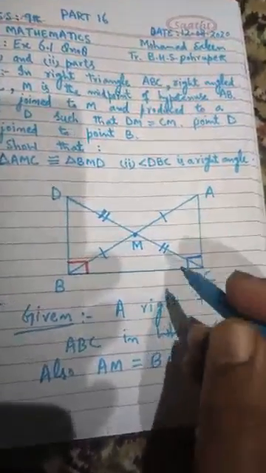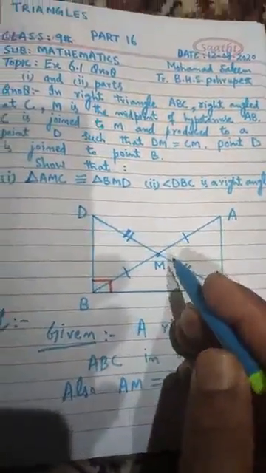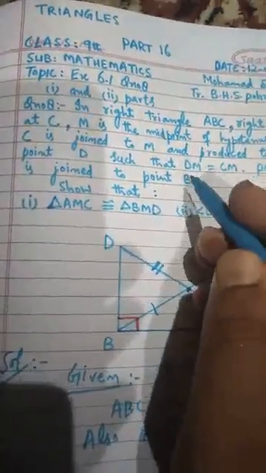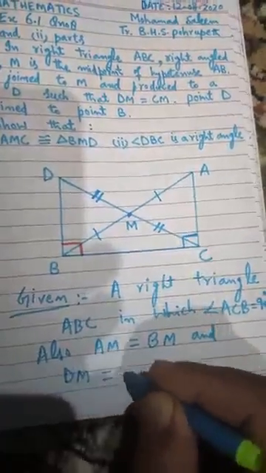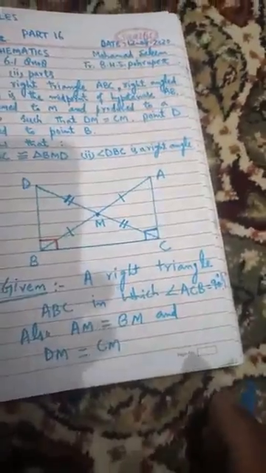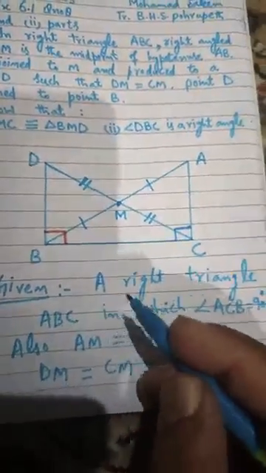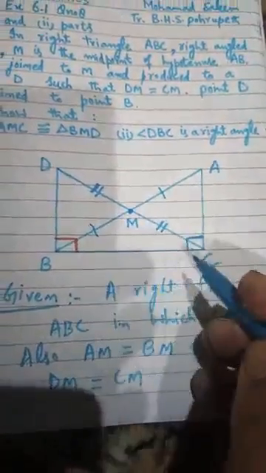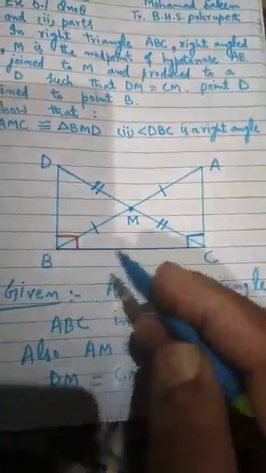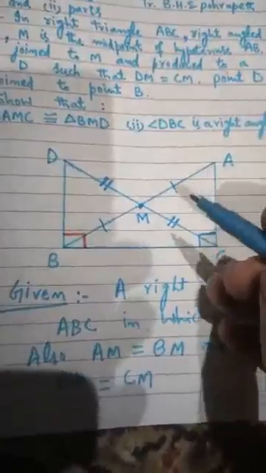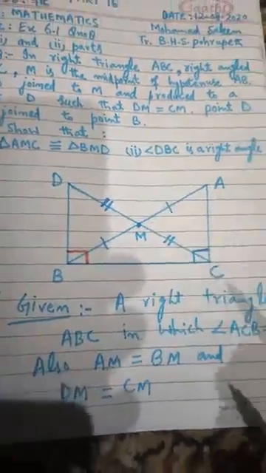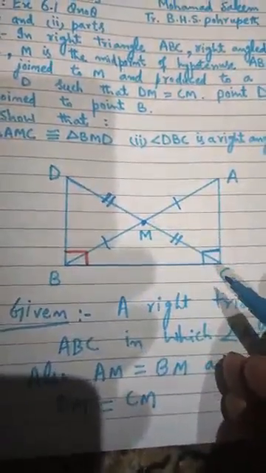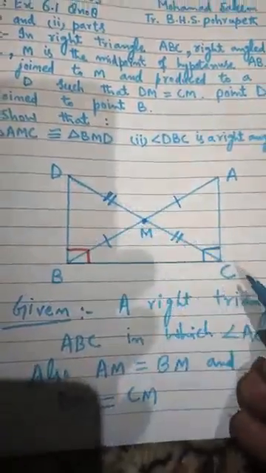And we have also CM is equal to DM, or DM is equal to CM. It's also given. All these are given. First we had a right triangle ABC in which angle ACB is 90 degrees, that means a right angle. Then we have M as the midpoint of AB, that means AM is equal to BM. Then we have another thing the same, that is CM is equal to DM, or DM is equal to CM. It's all given. Now what we have to prove?